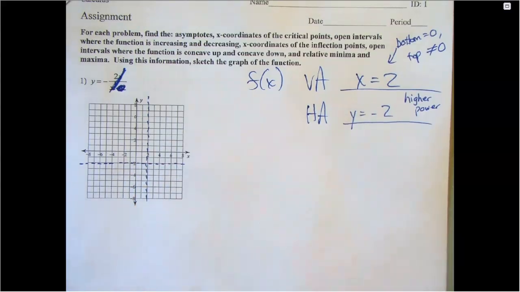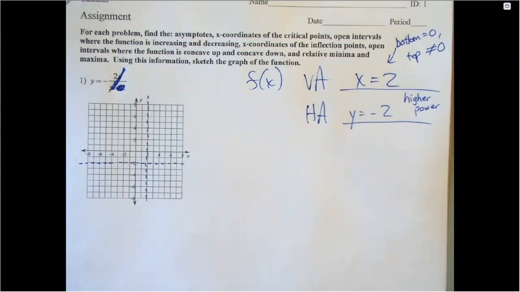So remember, can I cross through a vertical asymptote? No. But can I cross through a horizontal? Could. I don't know if I will, but it's possible that this goes like this, and then levels off here, levels off this way. So it doesn't mean you will cross the horizontal, but it's possible.